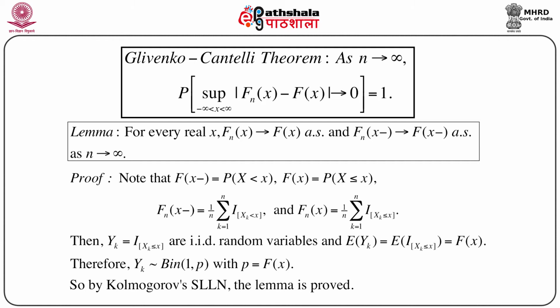Then if we define Yk as the indicator of Xk less than or equal to x, it is clear that the Yk are independently and identically distributed random variables with expectation of Yk equal to the expectation of the indicator of Xk less than or equal to x, which equals F(x). Since they are independent, Yk is nothing but a binomial distribution with parameters 1 and p, where p equals F(x). So by Kolmogorov's strong law of large numbers, the lemma is proved.